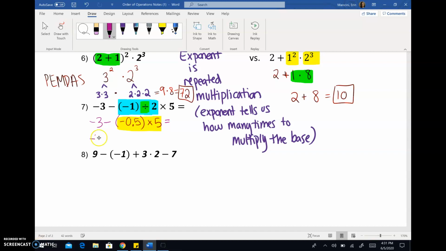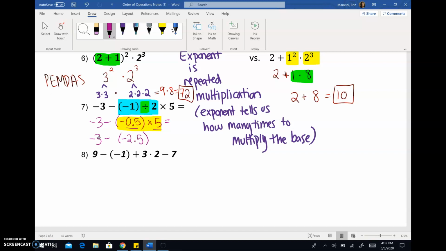I'm going to rewrite the rest of the problem because we're not doing anything with that yet. We're just multiplying these two guys. So you have 0.5 five times. That's 0.5 plus 0.5 plus 0.5 plus 0.5 plus 0.5, which gives us 2.5. But then it's a negative times a positive, so it's going to be -2.5.